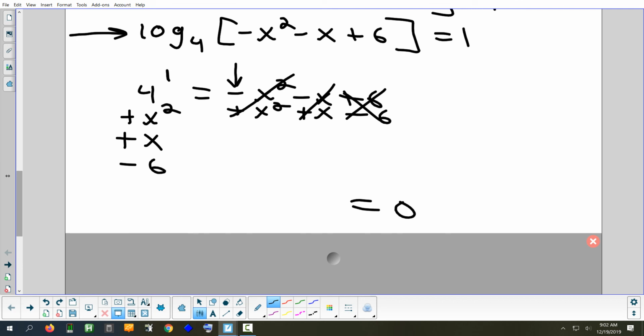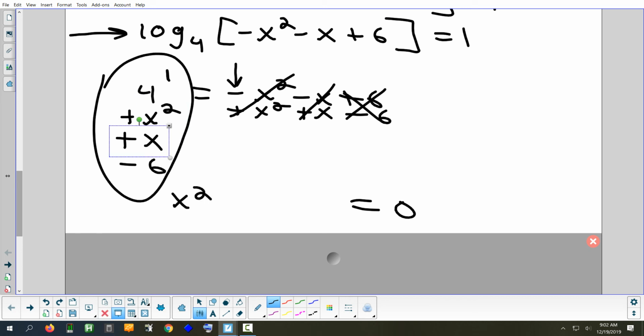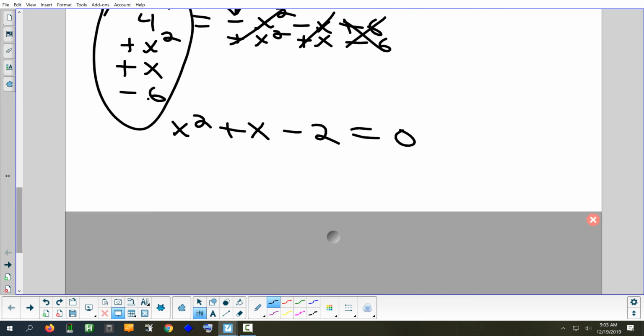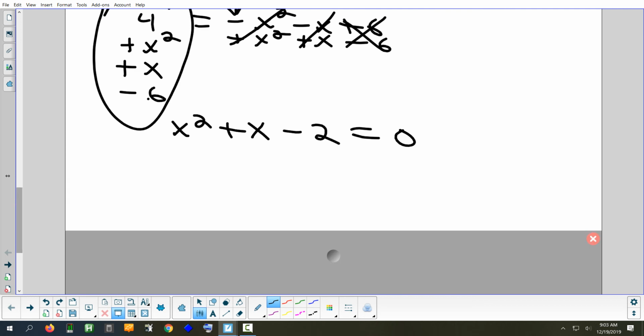And on the left, again, we'll put it in descending order. X squared, and there's nothing to combine it with. Just look at what's circled. So x squared plus x. And what about my constant? What's my number going to be right there? Yeah. 4 to the first power is 4. Take away 6 is negative 2. Okay. So now we've got your quadratic equal to 0.